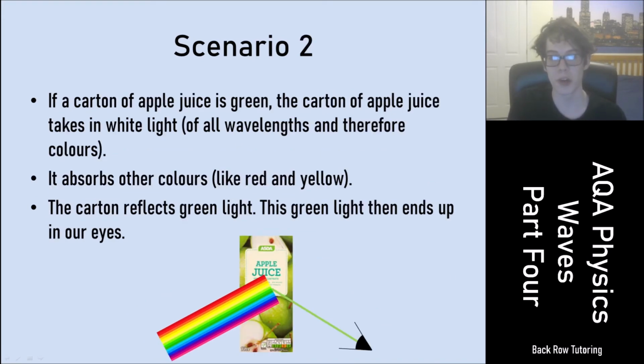Let's have a look at scenario 2. If a carton of apple juice is green, the carton of apple juice takes in white light of all wavelengths and therefore all colours. It absorbs other colours like red and yellow, but the carton reflects green light. This green light then ends up in your eyes. So again, white light comes in, it's incident on this carton of apple juice, but then the carton of apple juice absorbs all those colours and only reflects green, which then ends up in your eyes.